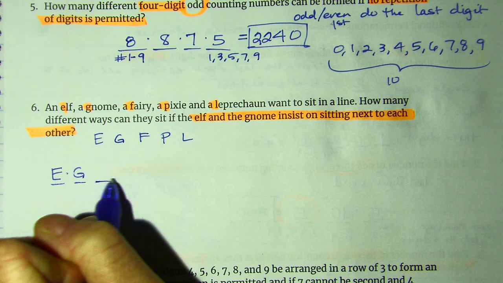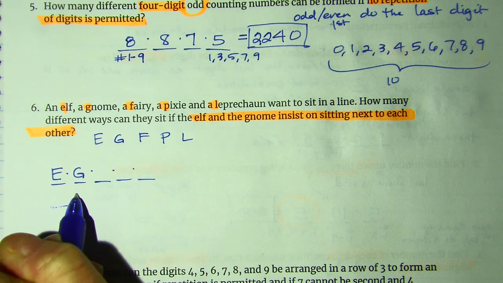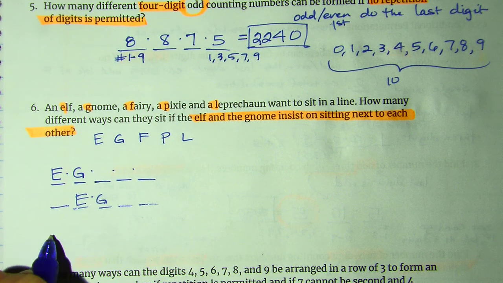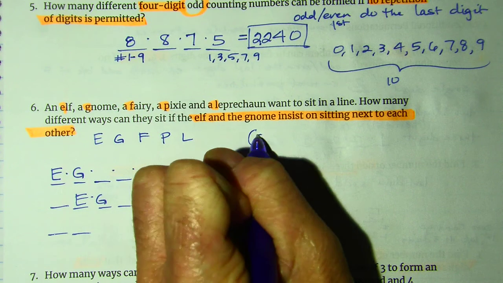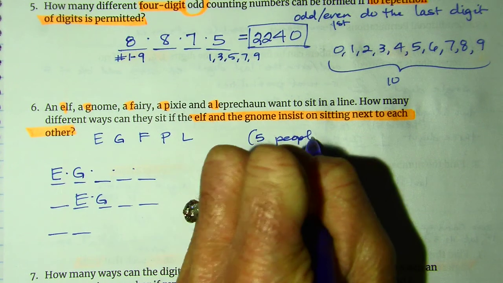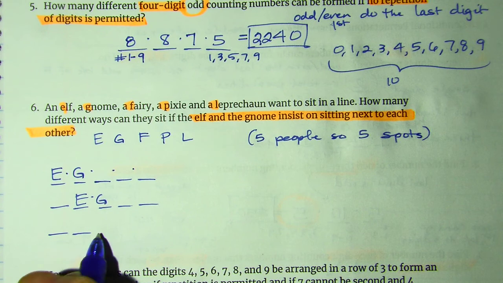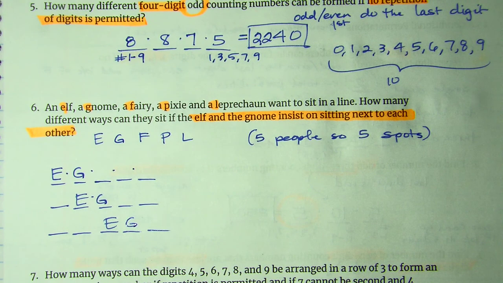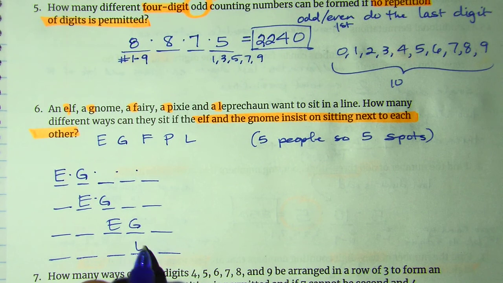There's 5 of them, right? What if the elf and the gnome sit here? So I'm doing all the different possibilities. What if, these are my 5 chairs. Okay, I have 5 people, so 5 spots. So what if in my 5 spots the elf and the gnome sit here? Okay, what if my elf and my gnome sit last?